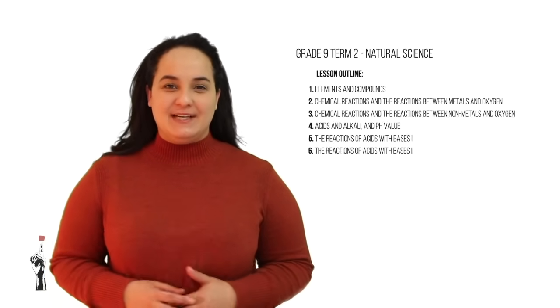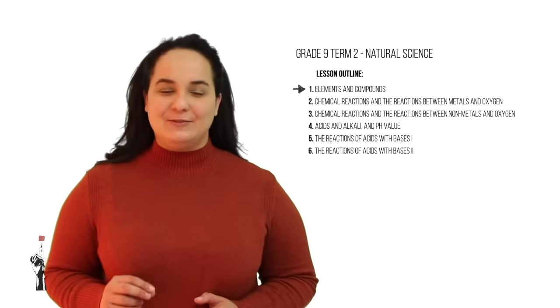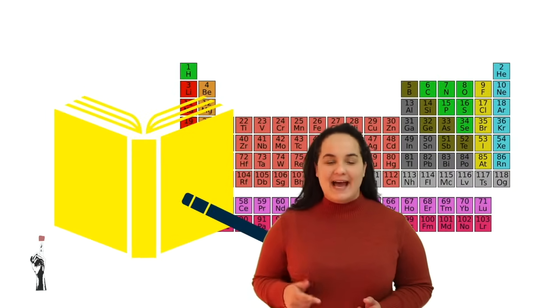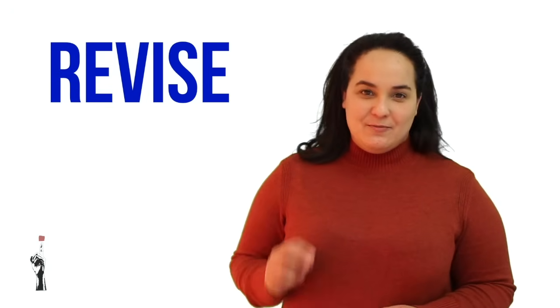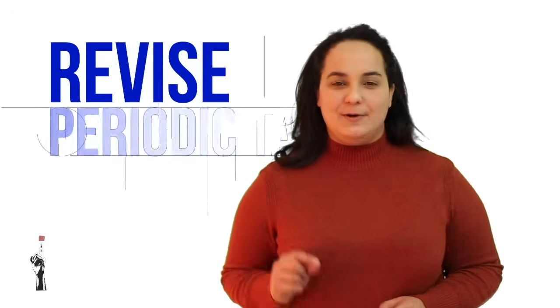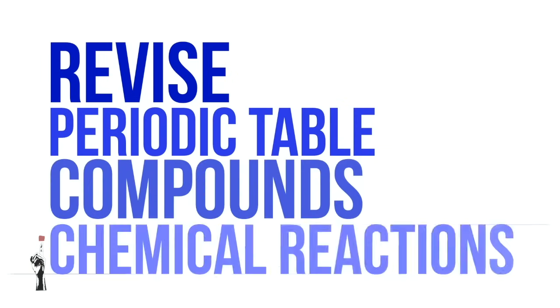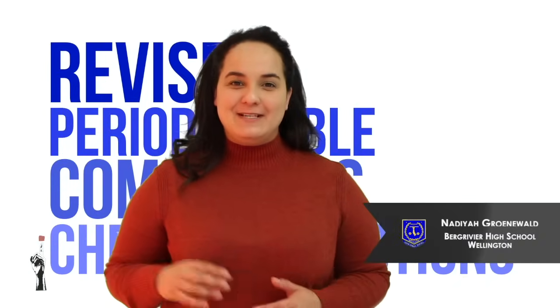This is your first grade 9 natural sciences lesson for term 2. In order to fully participate, you will need a pen, a notebook, and your periodic table. In this lesson, we will revise the organization of matter, take a closer look at the periodic table of elements, analyze compounds, and study chemical reactions. I am Nadia Gr9 and this is my Thuma Mina Teaching.